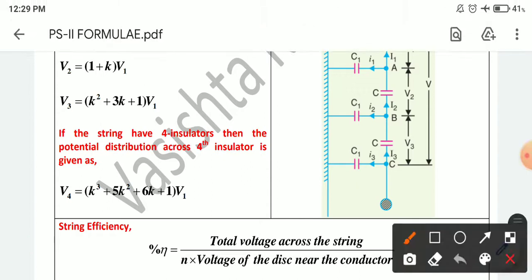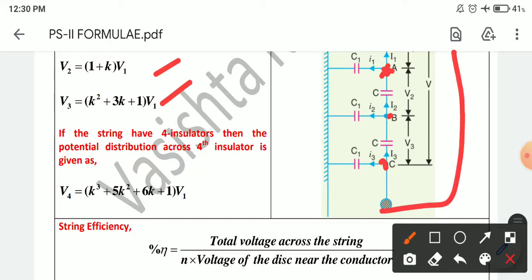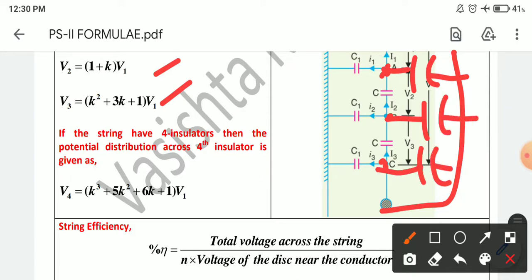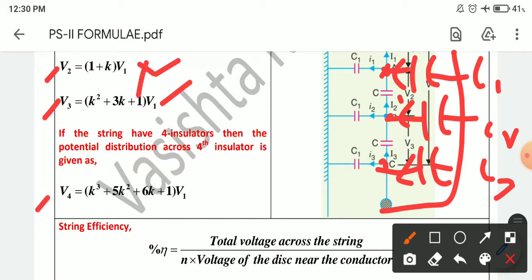These formulas are derived by applying KCL at the nodes A, B, C. Suppose a guard ring is connected, like this; then new capacitances are formed here, let us take C1, C2, C3. Here the new currents will be I1 dash, I2 dash and I3 dash, and new voltages will be formed. So the voltages V2, V3 and V4 will not be these voltages. The voltage values will change for the guard ring method, so we have to recalculate the voltages by applying KCL at the nodes.